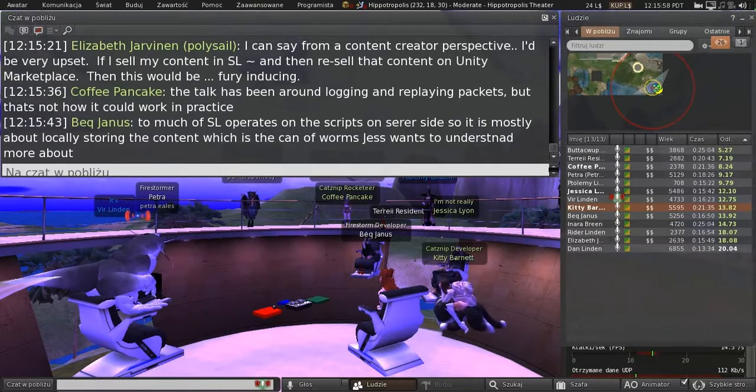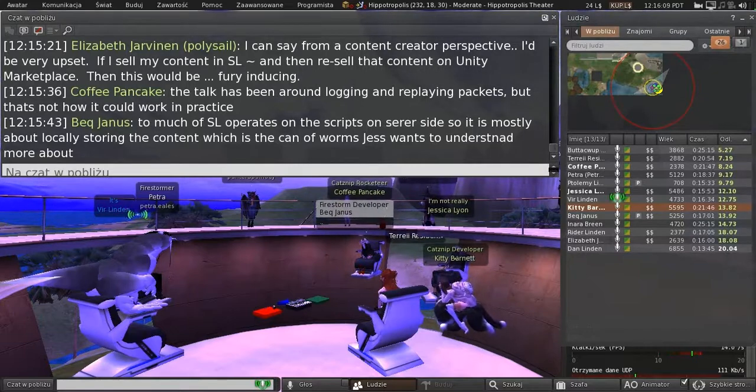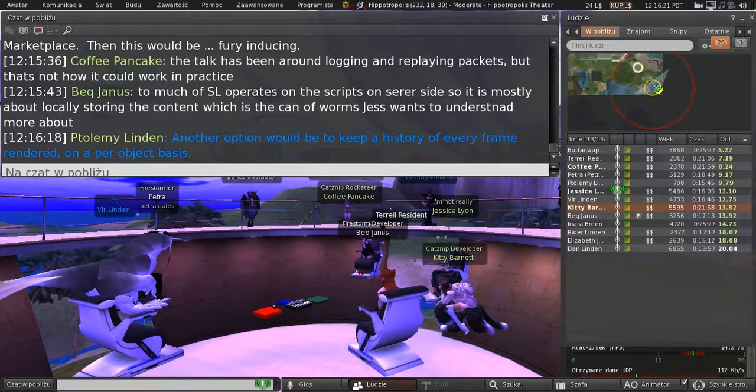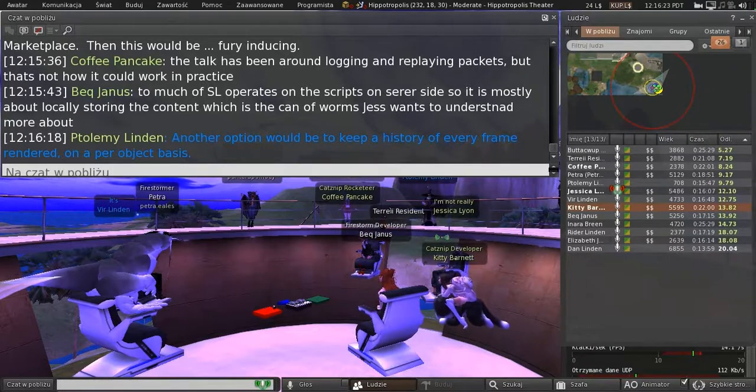I'm not sure what we mean by storing the content. Obviously you've got local caches in the viewer already, but it's a question of whether it's being stored persistently and in an exportable form and that sort of thing. Yeah, I'm not convinced it's even doable. But I told him that I would try to get a yay or nay on the IP issue.